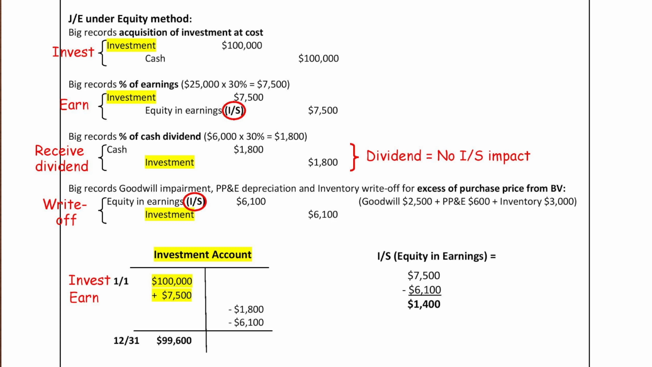So the investment account increases and it also has an impact, an increase, on the income statement, equity in earnings. So right there, earnings of $7,500 under the income statement. Now, when the investee pays out dividends to the investor under the equity method, that's a reduction of the investment account. So on the credit side of the investment T account, write $1,800 and write there dividend.